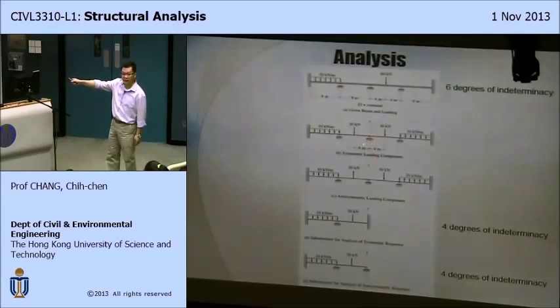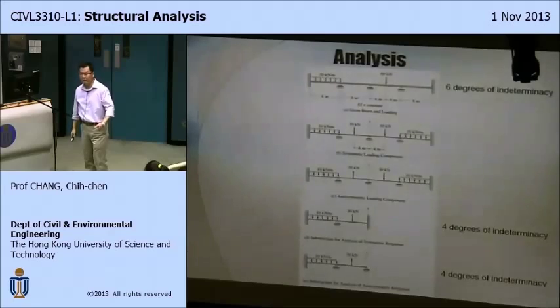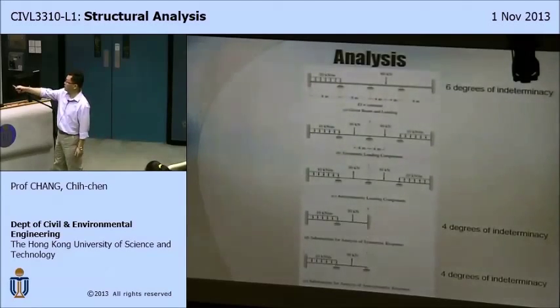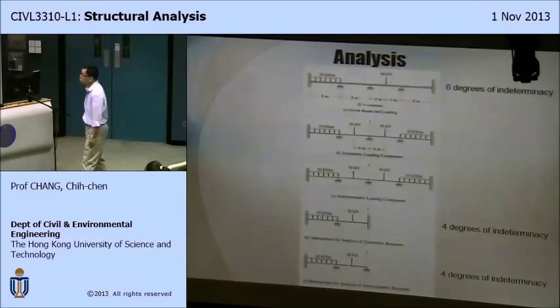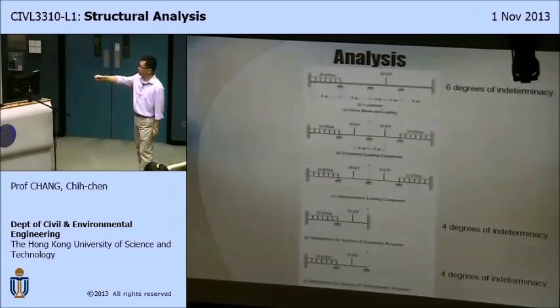The property there is no slope. Slope is equal to 0. No displacement. And bending moment should not be equal to 0. So it turns out that the conditions lead to clamp conditions. So you analyze that structure instead of the whole structure there. So this is the symmetrical condition. So that condition is actually 4 degrees of indeterminacy.